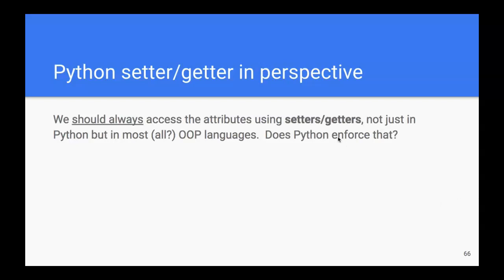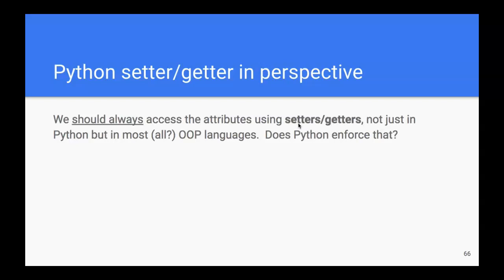But first, when we want to access attributes, we should always use setters and getters, right? That's why we wrote them. And that's not just true in Python, but it's true in pretty much all the object-oriented programming languages that I know of. You should always use setters and getters to read and write the attributes.